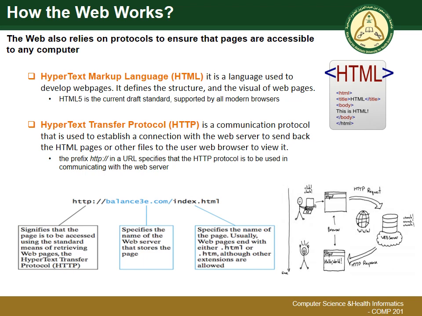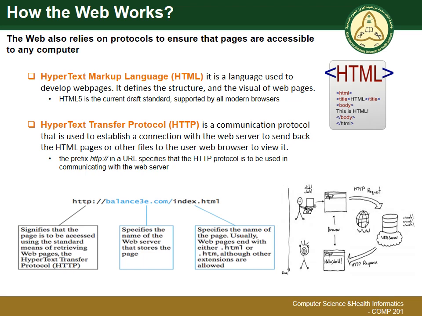Now let's see how the URL is interpreted. A URL usually has three parts. The first part, the leftmost part, signifies that the page is to be accessed using the HTTP protocol, and the middle part specifies the name of the web server that stores the page. The rightmost part of the URL specifies the name of the page, and usually it ends with .html or HTML.